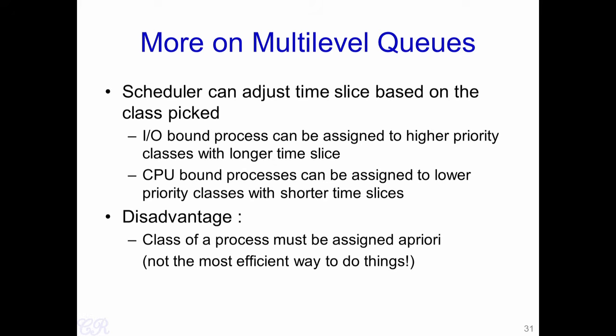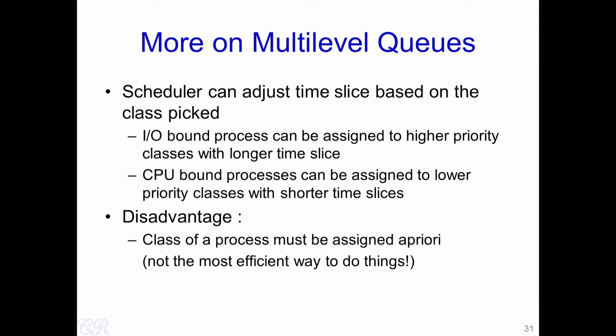The main drawback of having a multi-level queue based scheduling algorithm is that the class of the process must be assigned a priori. That is, we would need to know whether a process is a CPU bound process or an I/O bound process.